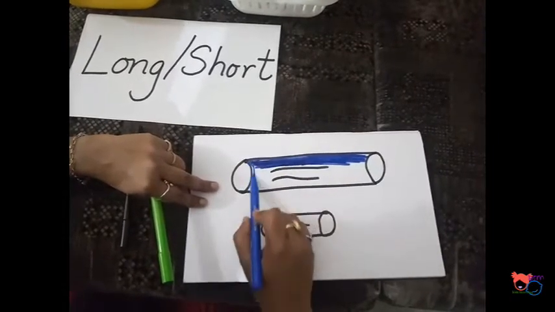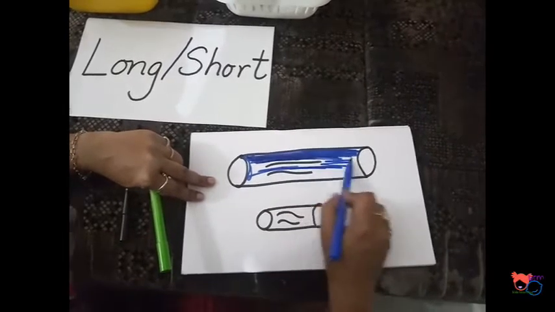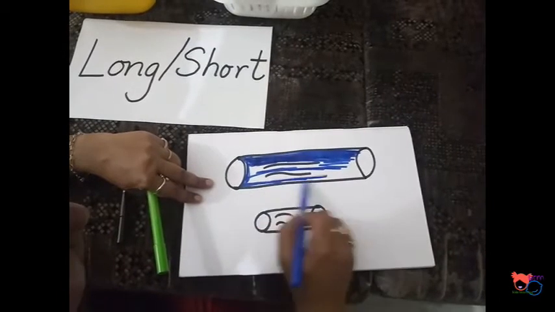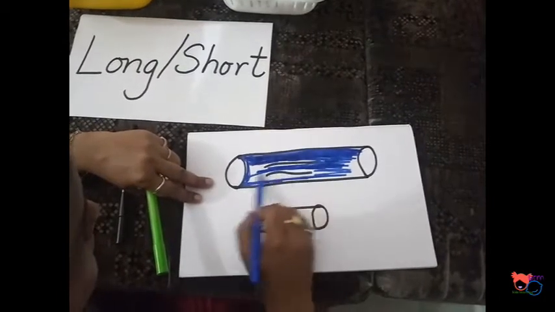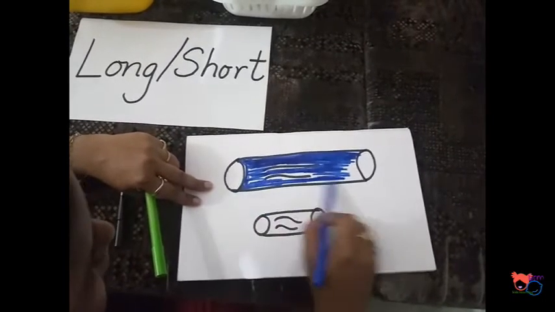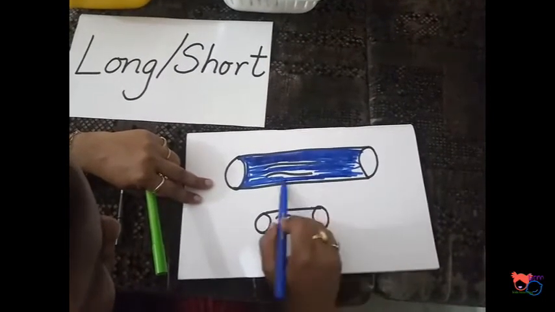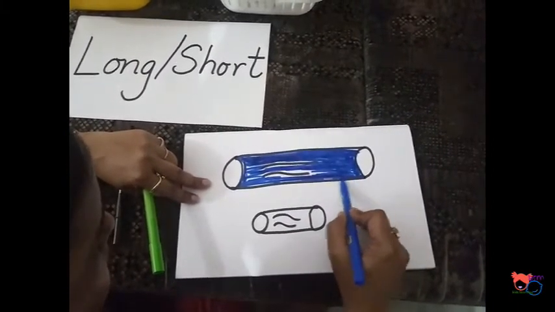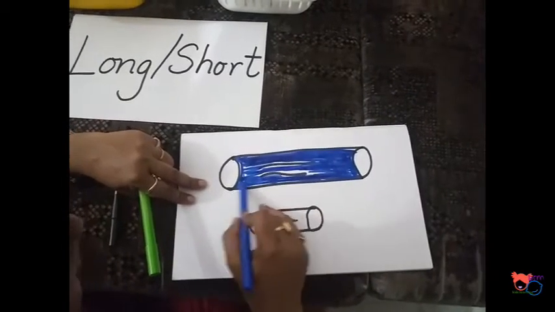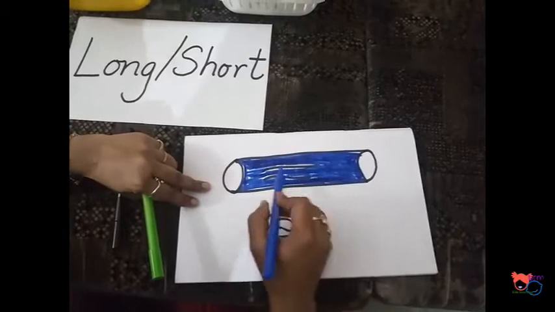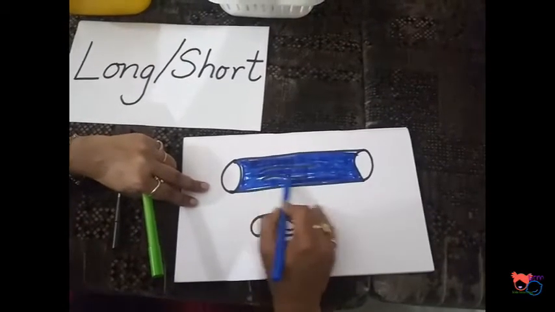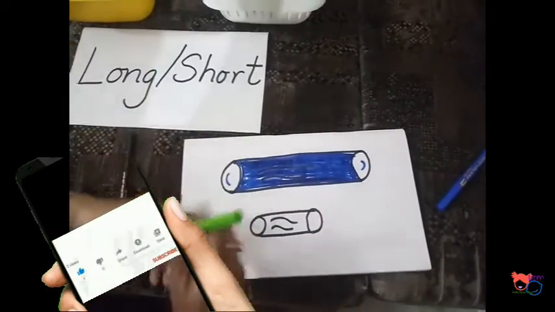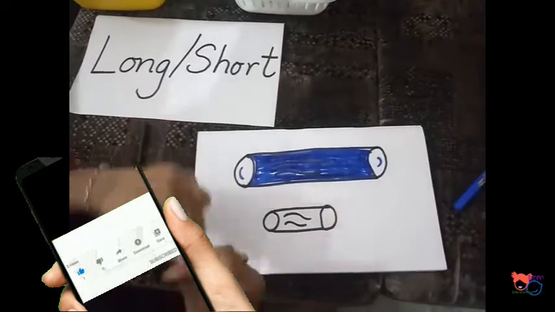Do the coloring properly. I am doing it a little bit fast, you can also do it. The long log you have to color blue. Do remember that. You can do it at home in your rough copy. After the school reopens, again we will do the practice. And this short log, you have to color this wonderful green color.